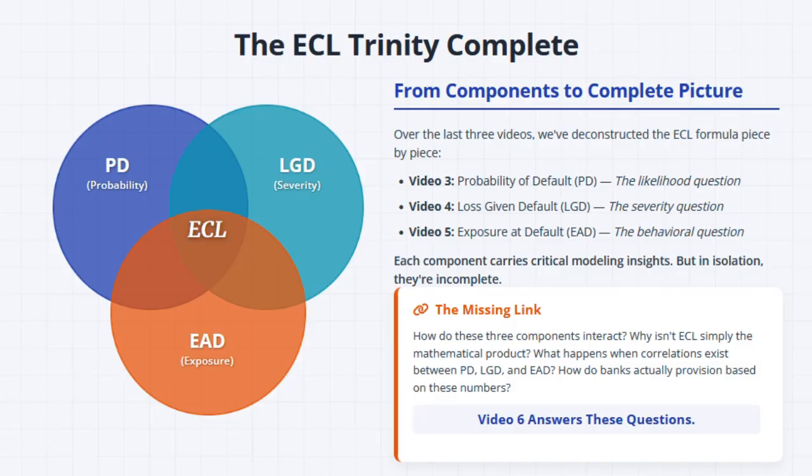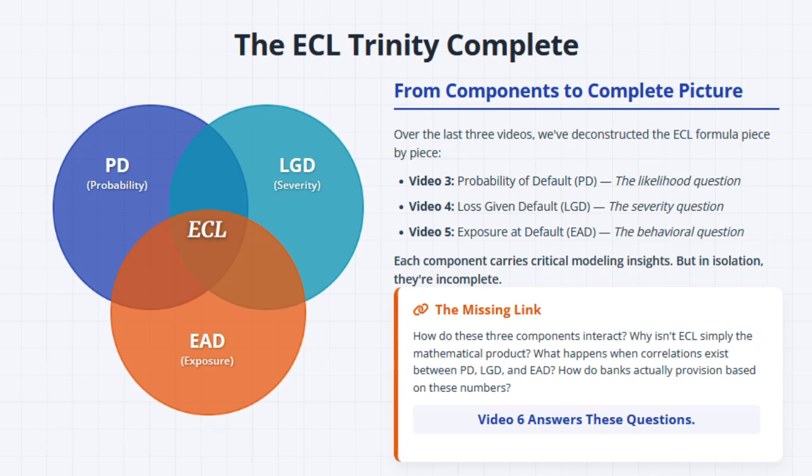So now we have completed a journey through the three foundational pillars of expected credit loss. Think of them as three critical questions. What's the likelihood a borrower defaults? And if they do default, how much will we lose? And critically, what's their exposure at the moment of default? These aren't just theoretical exercises, they are the DNA of credit risk measurement. So basically, each component, the probability of default, loss given default, and exposure at default, carries very profound modeling insights.